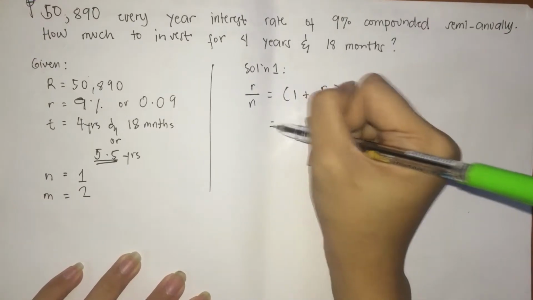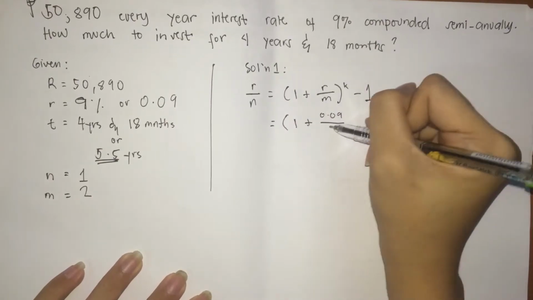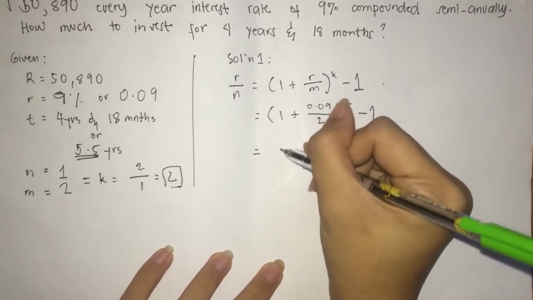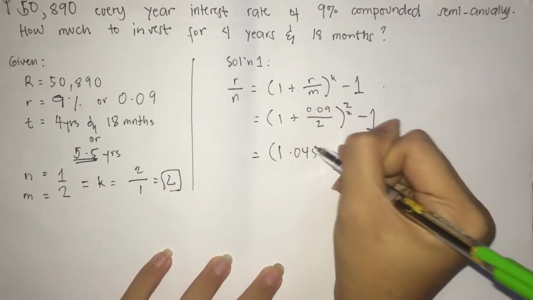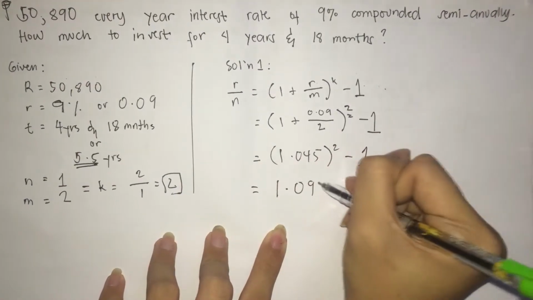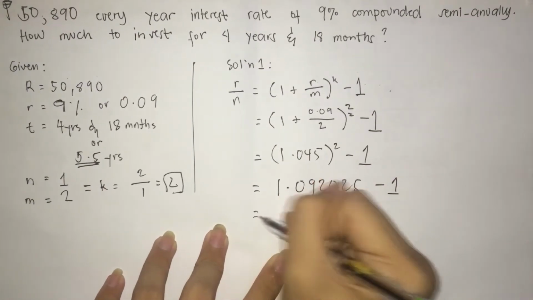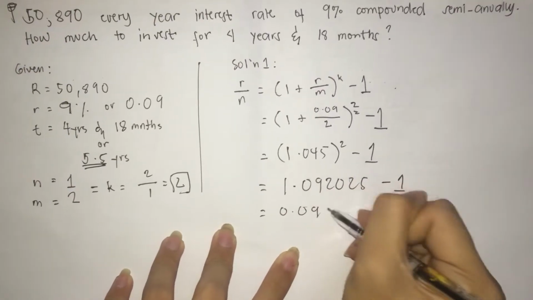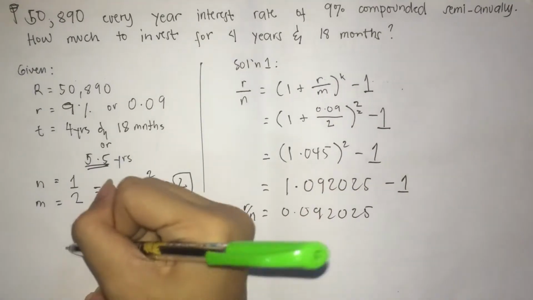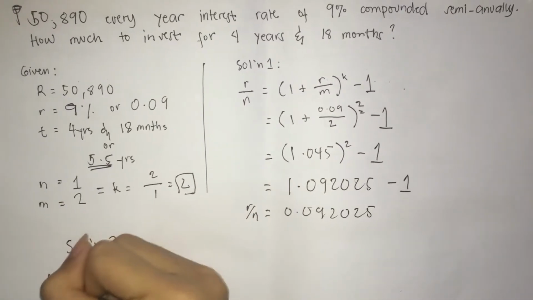And so r over n is equal to 1 plus 0.09 over 2 raised to the power of 2 minus 1. So solve what is in the parentheses, which is 1.035 raised to the power of 2, then minus 1. So we got 1.092025 minus 1, and that is equivalent to 0.092025, and that is our r over n, which is our conversion period. So the next step is we need to find its present value.